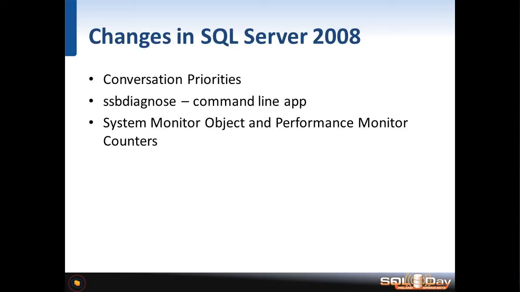The third enhancement we got was a whole bunch of new system monitor objects and perfmon counters. So we got a lot more information that we can now use to troubleshoot and monitor the entire Service Broker application that we've built. We can now track things like how many messages are in the queue, how fast we're processing stuff out of the queue. These are all perfmon counters we can now track, whereas before we had to simply query from the queue to see how many messages were in it. There was no easy way to do it outside of that.